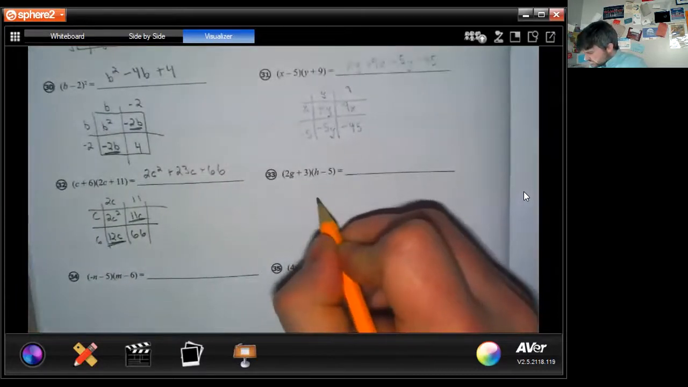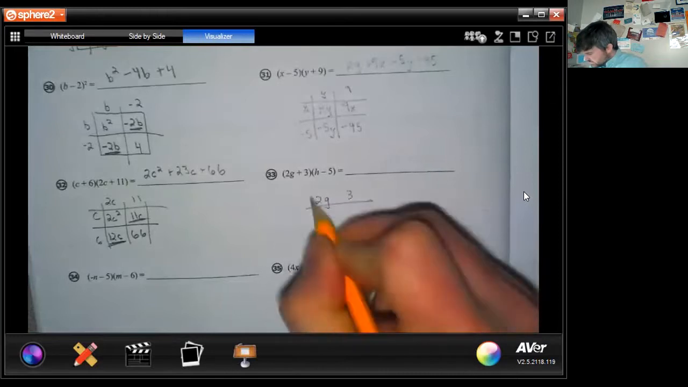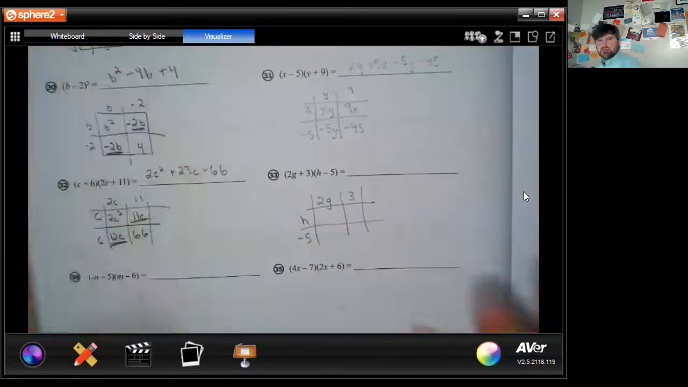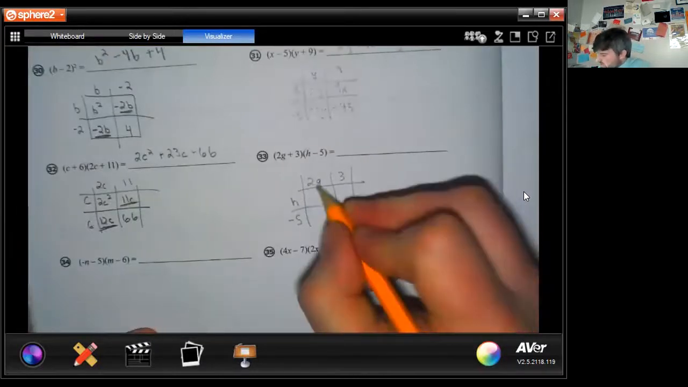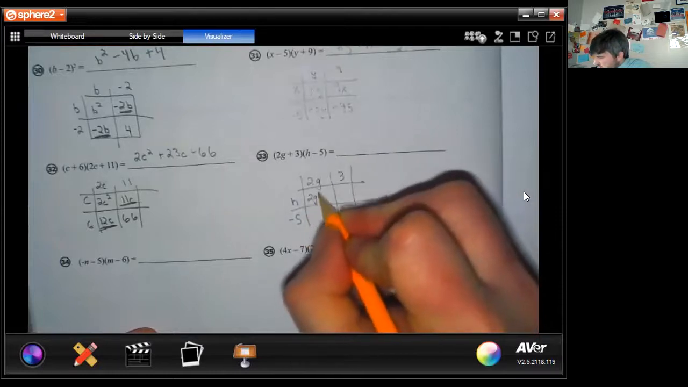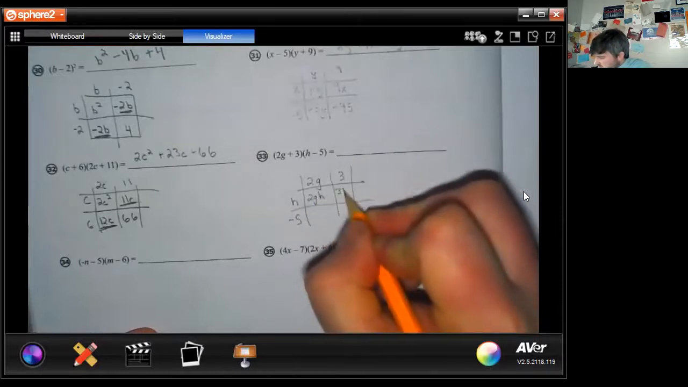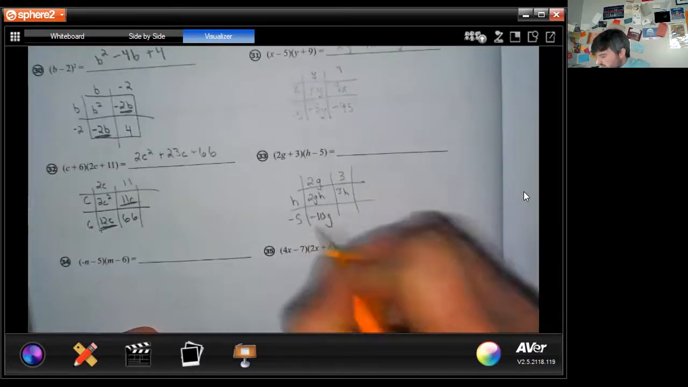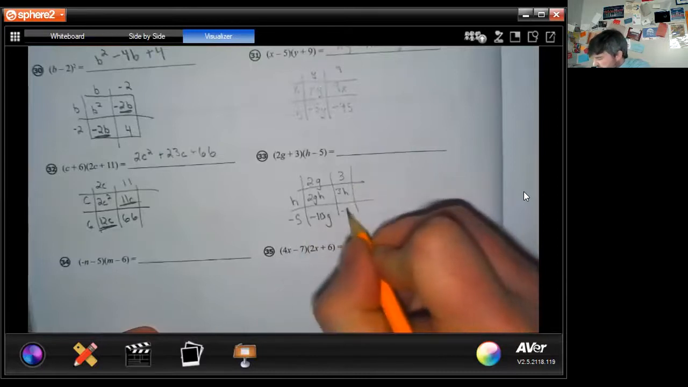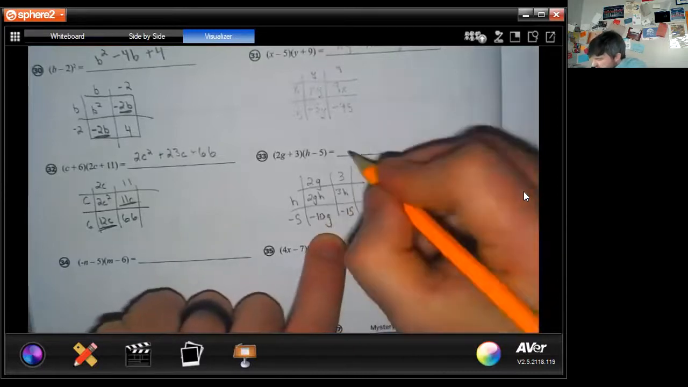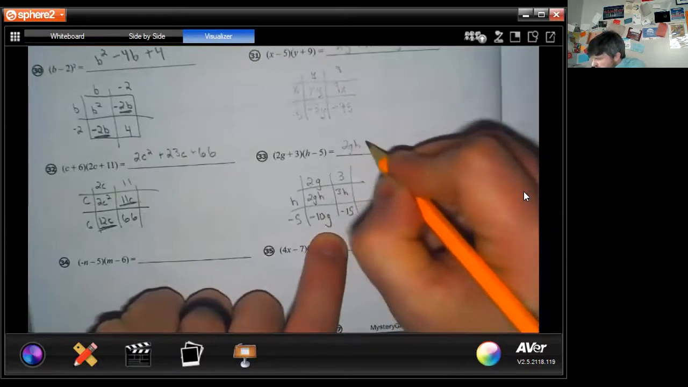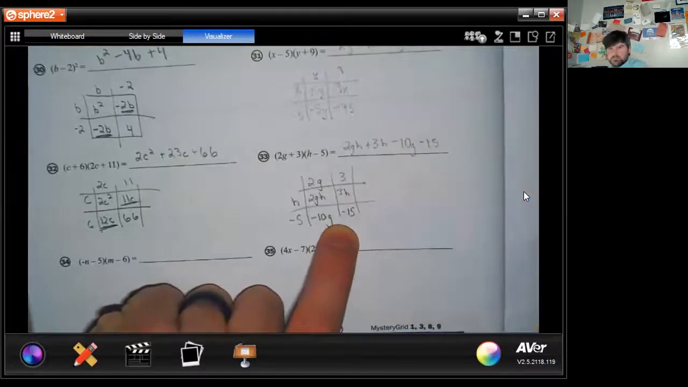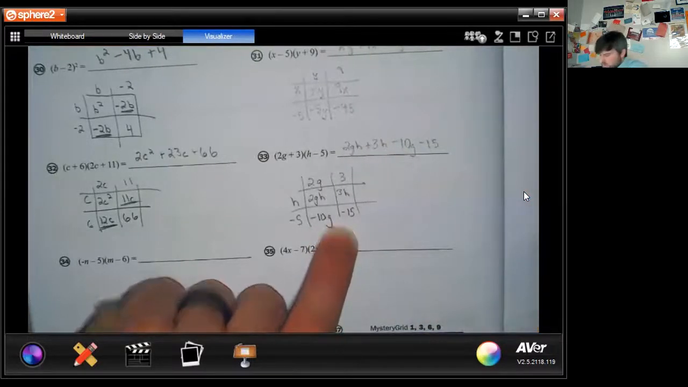All right, 2G and 3. H and negative 5. Again, it doesn't matter what order you go here. So 2G times H is 2GH. 3 times H is 3H. 2G times negative 5 would be negative 10G. And negative 5 times 3 is negative 15. Take a look, I don't have any like terms. So 2GH plus 3H minus 10G minus 15. Okay, no like terms there.